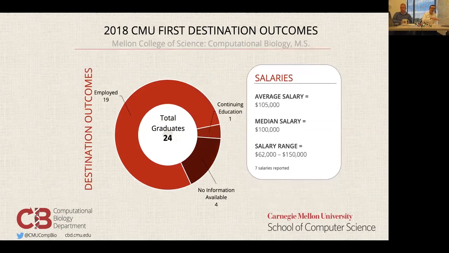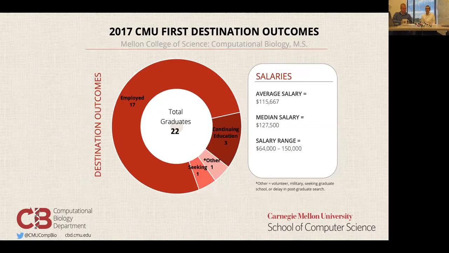And when we compare that against first destination outcomes for students in our master's in computational biology program, we see a median salary of $100,000 or more. In the past, we've sent more students on to continue education in PhD programs, so I thought I would show 2017 as well. The previous slide was 2018, where the median salary was a little higher, and we actually had a few more students go to continuing education.